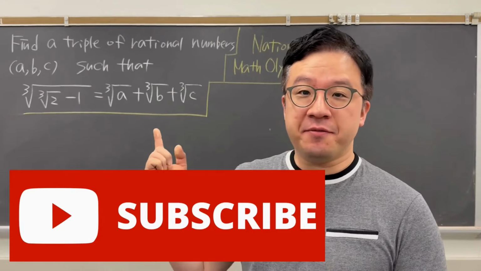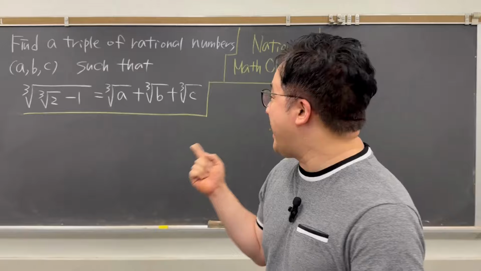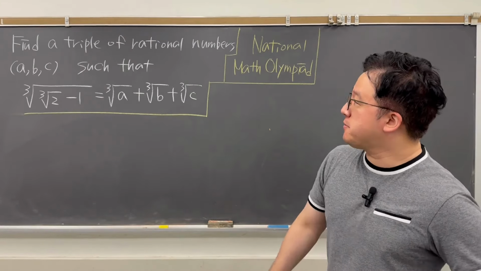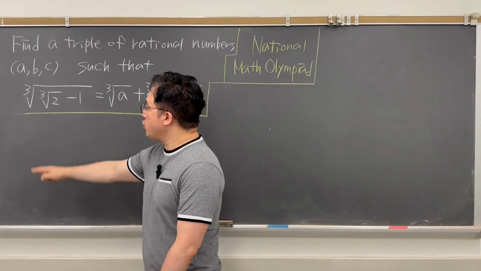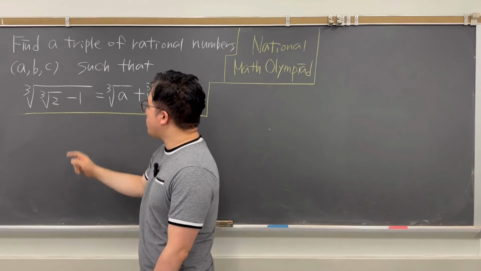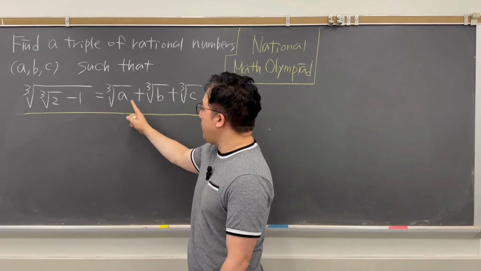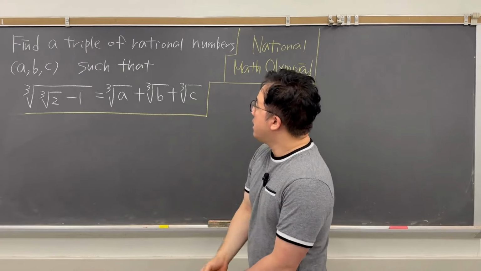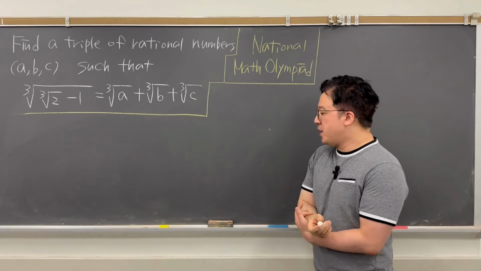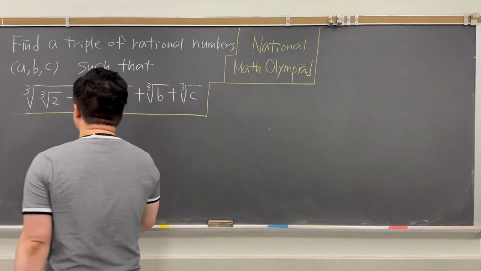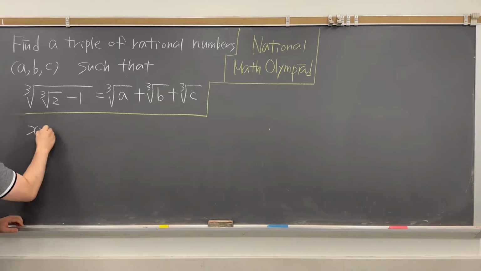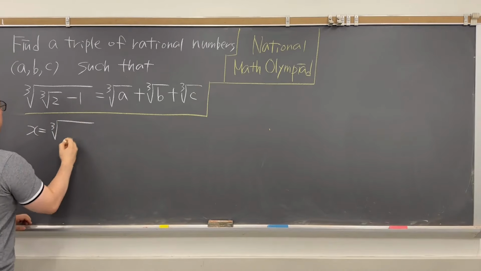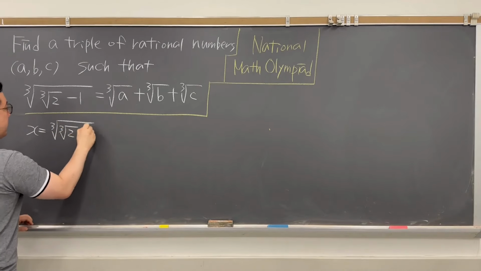So in this video, we're going to be solving this interesting algebra question from National Math Olympiad. The question is, find a triple of rational numbers a, b, and c such that cube root of 2 minus 1 is equal to cube root of a plus cube root of b plus cube root of c. For this question, just to make it a little easier to work with, I'll be making a little conversion. I'll be calling this entire left-hand side x, so x is cube root of 2 minus 1.